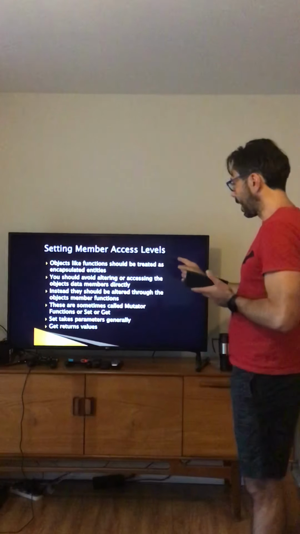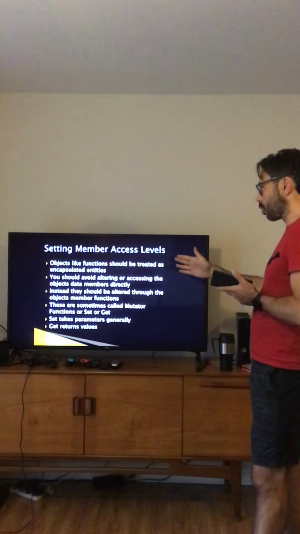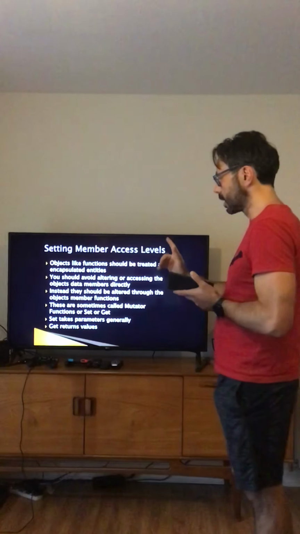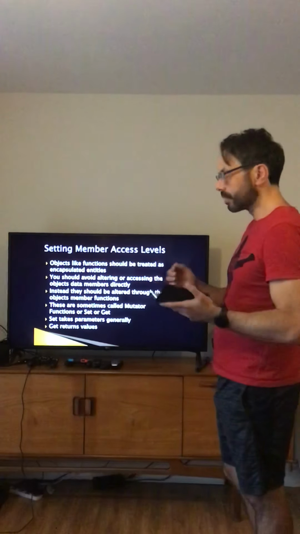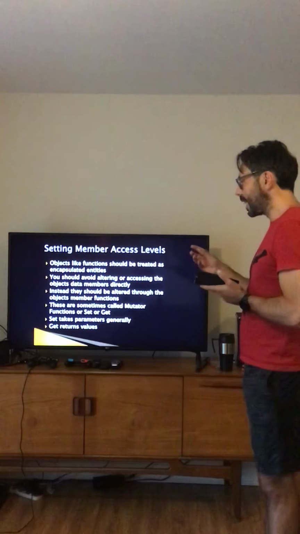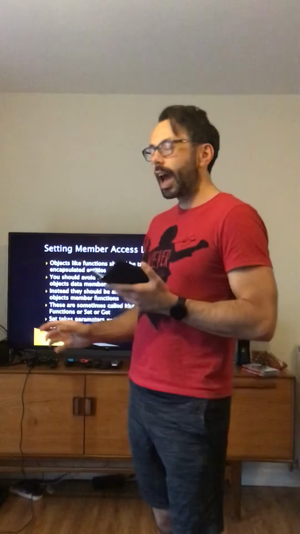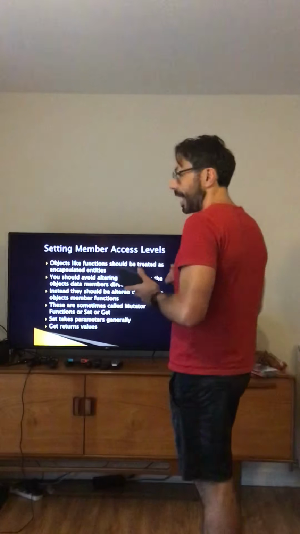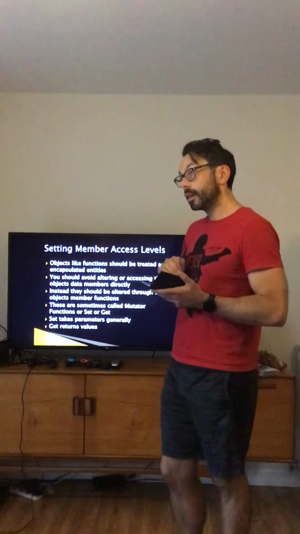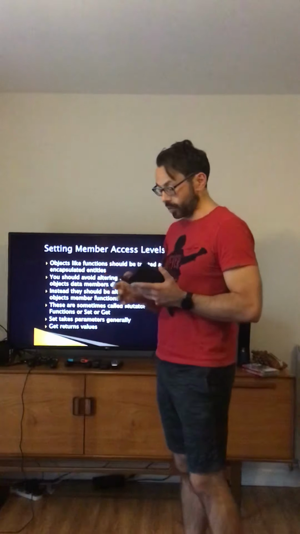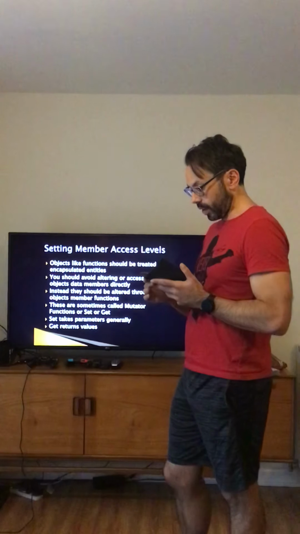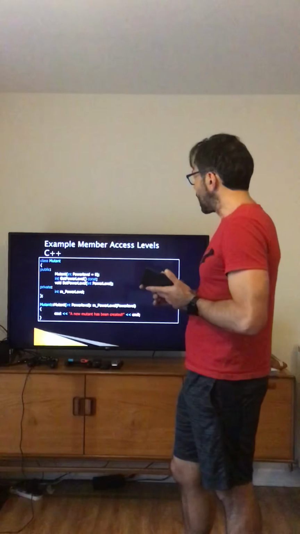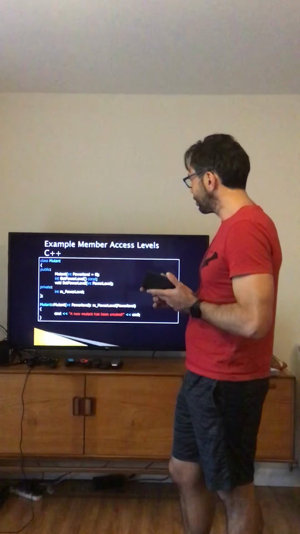The data members should be altered through the object member functions, and these are sometimes called mutator functions, or set and get. Set generally takes parameters, and get returns values. Now there is a set and get question in your class test as well. We will go through the class test in a great deal of detail, but just so that you're aware of it, this is a C++ member access level example.